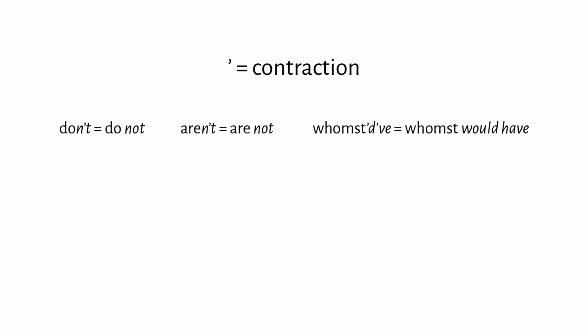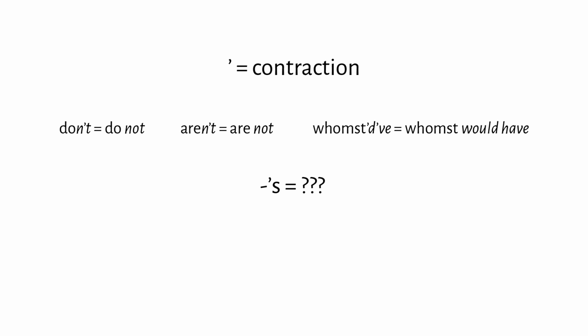When one is learning to write English, one is usually taught that apostrophes mark contractions. So don't equals do not, aren't, are not, whomst of, whomst would have. But what about apostrophe s? That little s that marks possession.